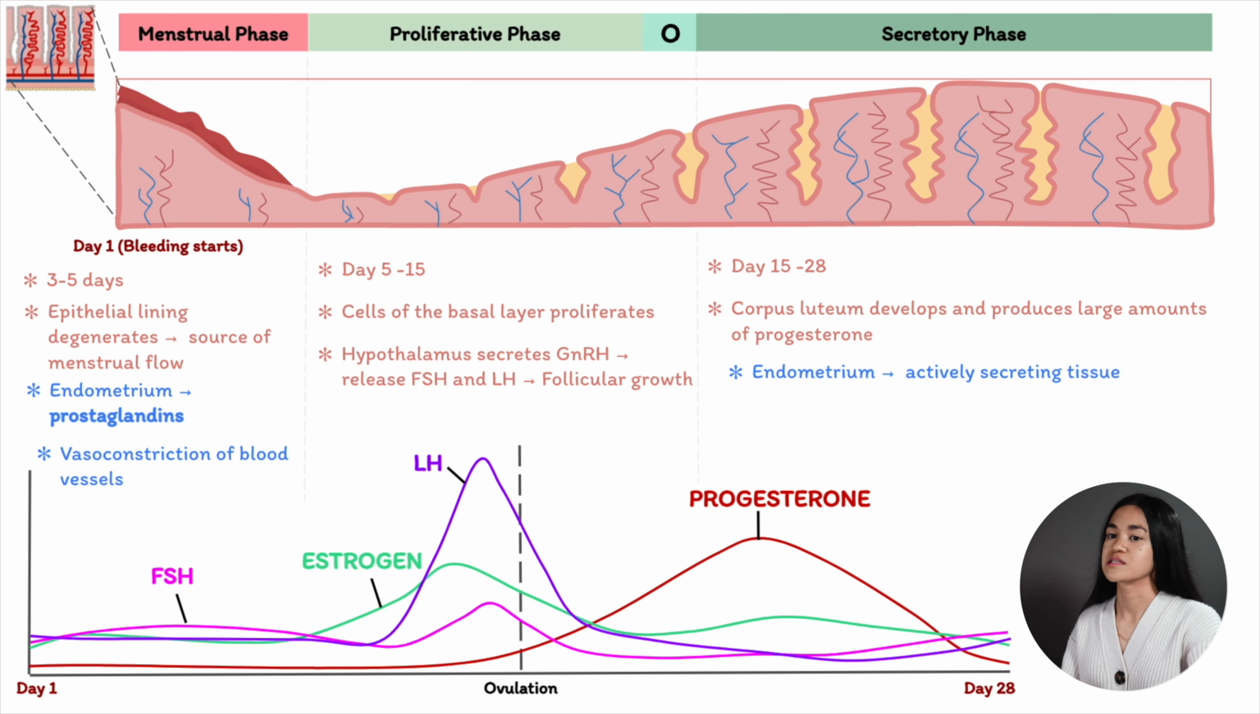This is to prevent bacteria from entering the uterus, because if the egg that is ovulated is fertilized, the embryo needs to be protected. And on the other hand, if implantation doesn't occur, then the corpus luteum degenerates, which causes progesterone and estrogen levels to decrease.